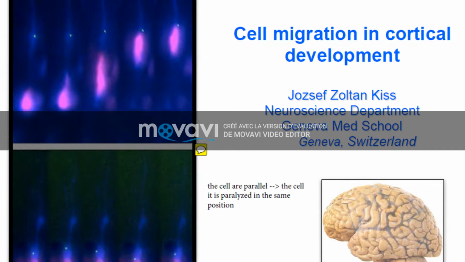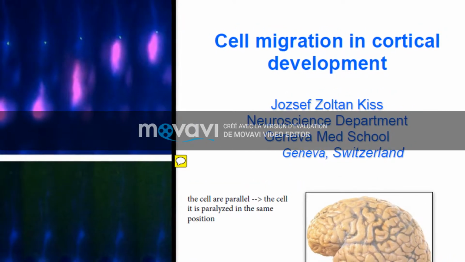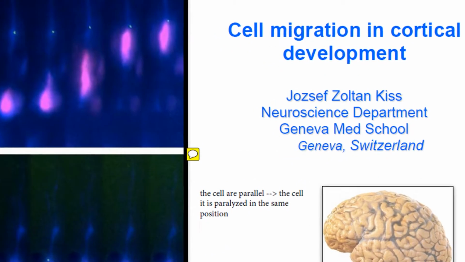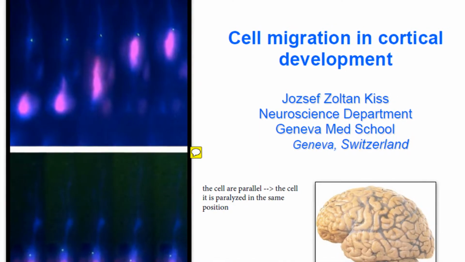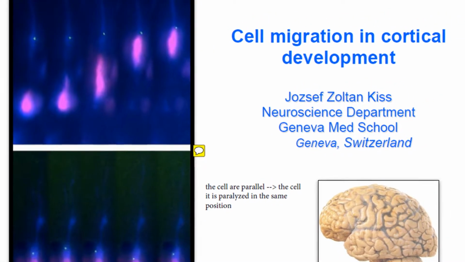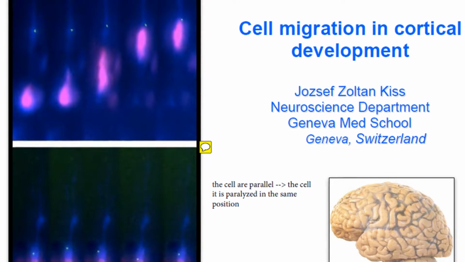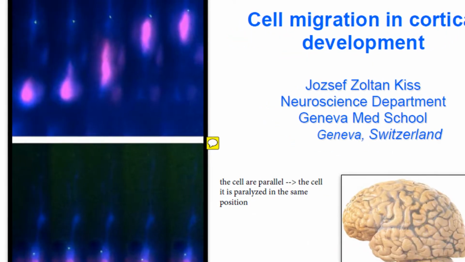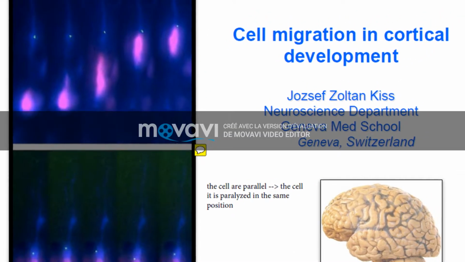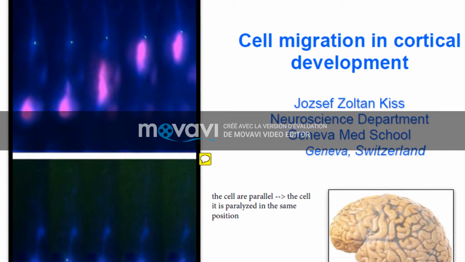Okay, this is what happens. Is the cortical thickness different with the reeler mice or not? No, not really. It's just completely disordered. That's a mess. Okay, so here is what they discovered.